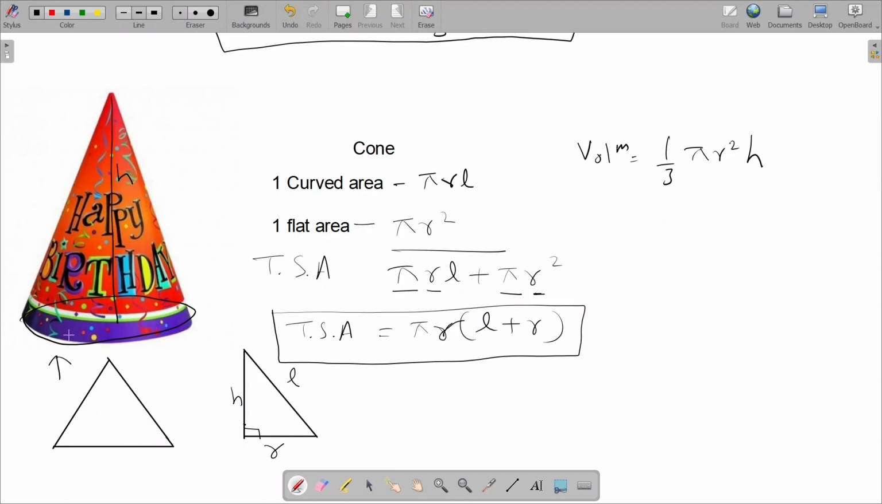So the formula for volume is base area into height. The base area is pi r square into height h, so you'll have pi r square h. But you have to multiply by 1 by 3 because it's not complete. If this was straight, the volume would be pi r square h. But this is not straight. This is a cone, some part is out. So it will be 1 by 3 pi r square h. So you have to just learn this formula of a cone.